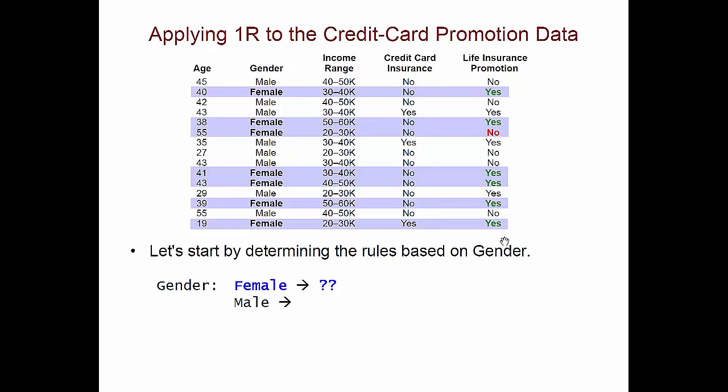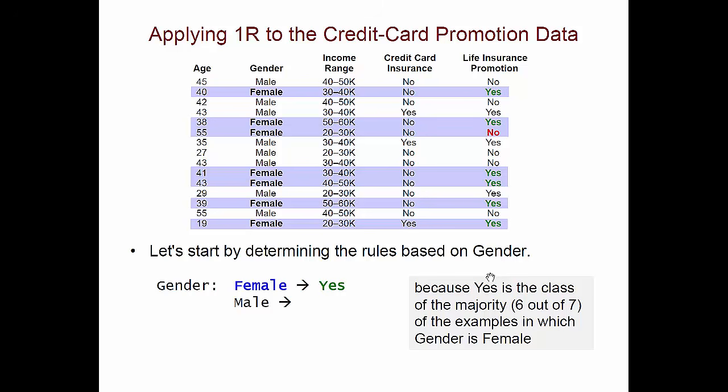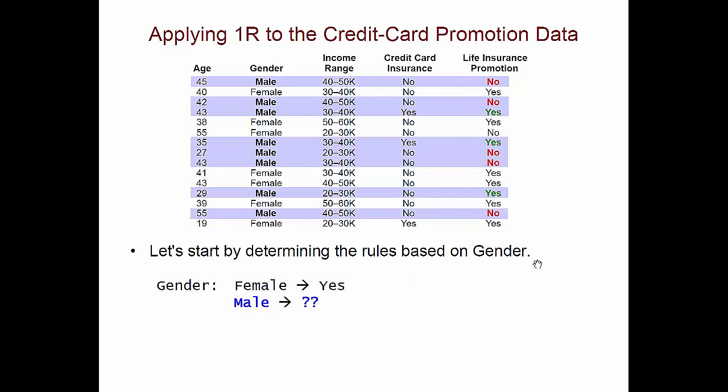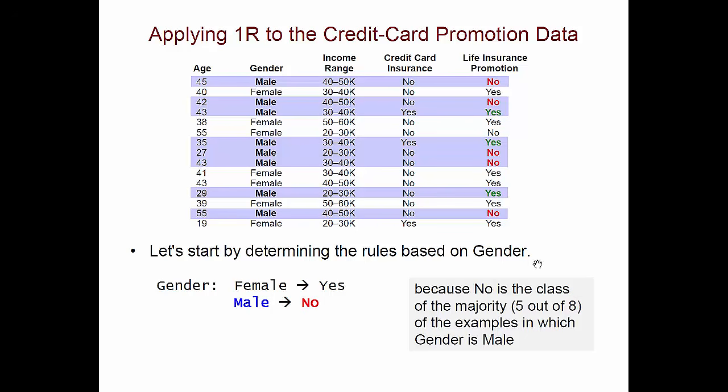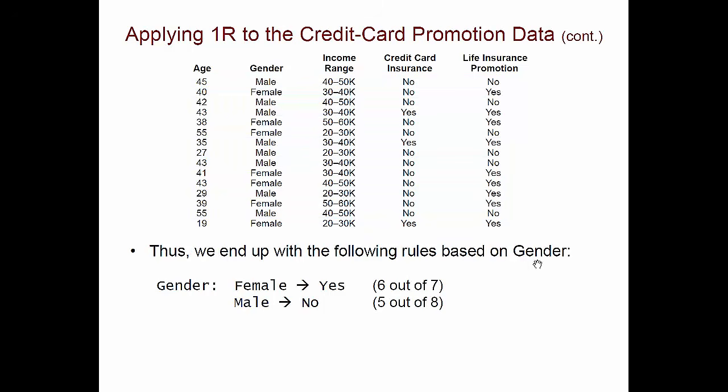So if we look at the female training examples, we can see when we look over here at the output column that a majority of them are yeses, and therefore when gender is female, we're going to predict yes. It is the majority class, 6 out of 7, for the examples in which the gender is female. Then we look at the examples in which gender is male. And here the majority is no, 5 out of 8. And so our prediction when gender is male is that the customer will not accept the life insurance promotion. And so that gives us this set of rules.